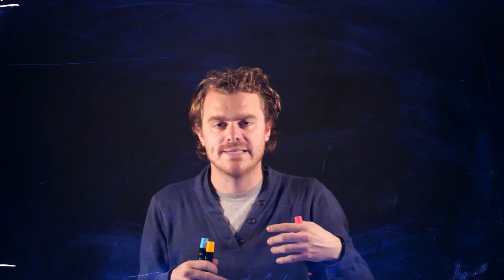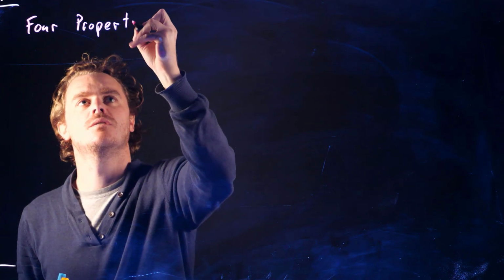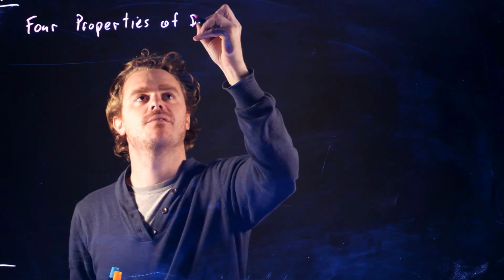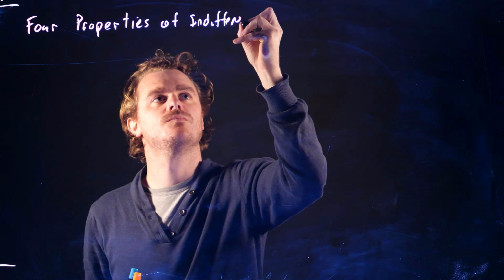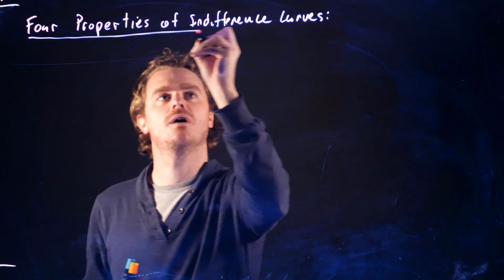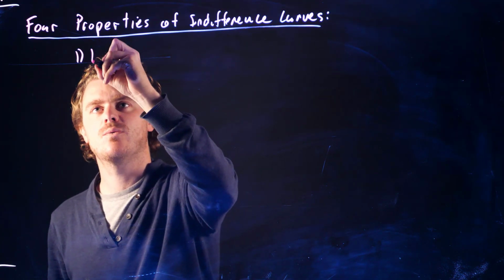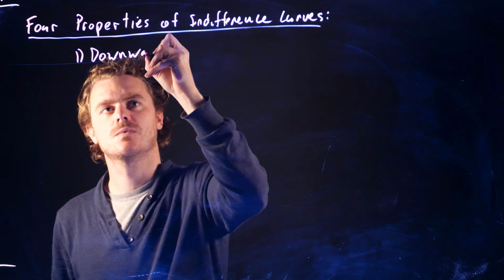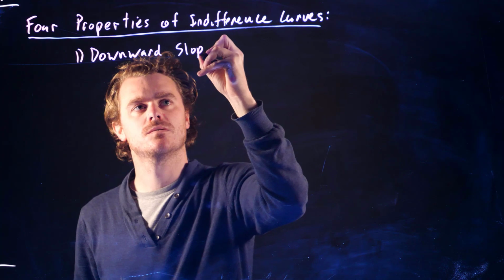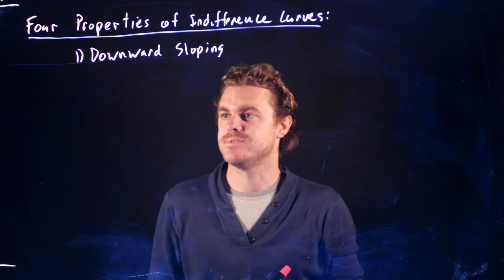So now that we have an idea of what indifference curves are, let's talk about 4 different properties of indifference curves. So, 4 properties of indifference curves. Long title, I guess. All right, so the first property is that they're downward sloping. We have downward sloping indifference curves.